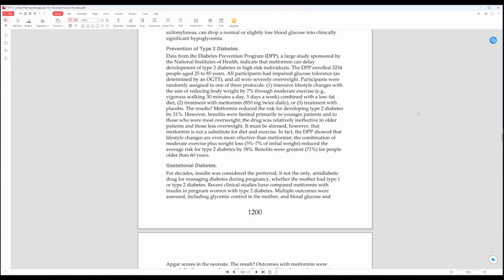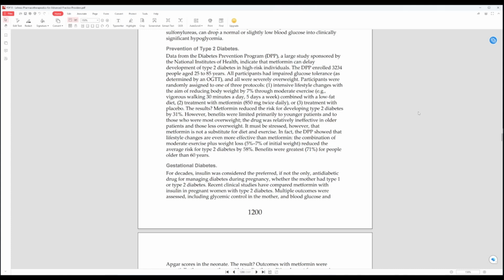However, benefits were limited primarily to younger patients and to those who were most overweight. The drug was relatively ineffective in older patients and those less overweight. It must be stressed, however, that metformin is not a substitute for diet and exercise.